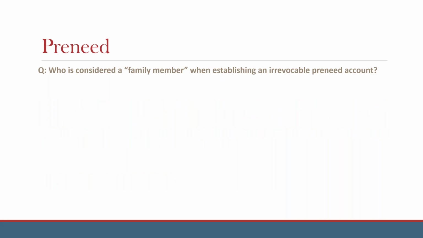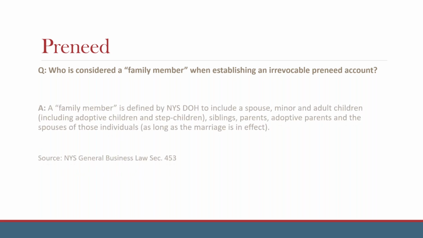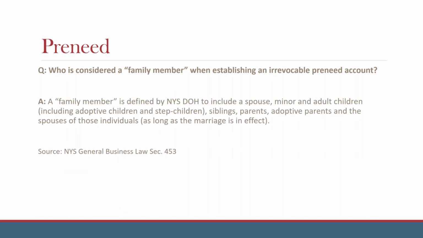So I just said you can open up for family members. Who is considered a family member when you're doing this? The general business law does define family member for this purpose, and it includes a spouse, both minor and adult children, including adoptive and stepchildren, siblings, parents, adoptive parents, and the spouses of those individuals, as long as they are still married and considered spouses.